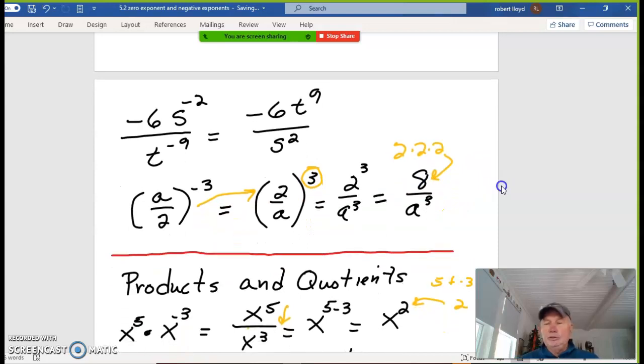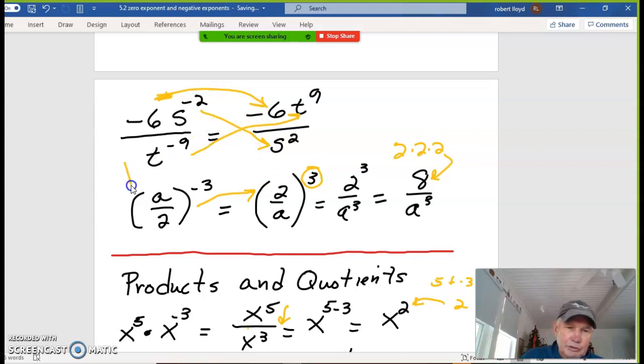Okay, this next one is a good one also, because you see this negative is the sign of the number. It's not an exponent. It's not up here. So the negative 6 stays right where it was. The s squared goes down, changes position because it's negative, and the t's change position. So be careful, because the negative sign is negative, don't move that down.